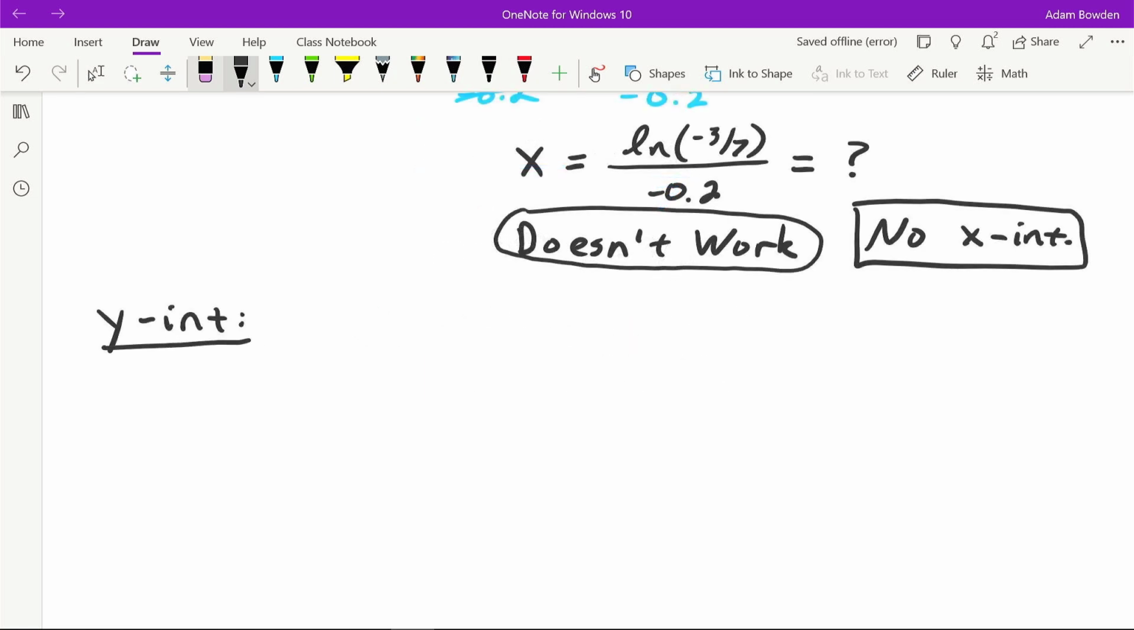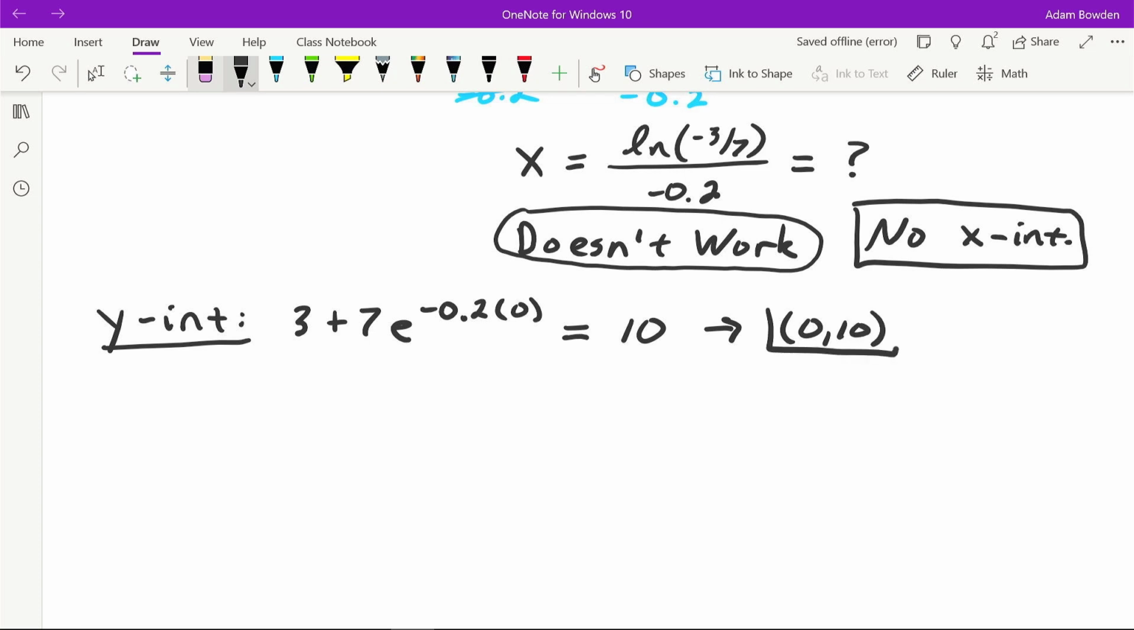We could do the y-intercept though. If we plug in a 0 for x, it would look like 3 plus 7e raised to the negative 0.2 times 0. We can plug that in the calculator and it comes out with actually a nice number of just 10. So the coordinates (0, 10) are where it crosses the y-axis.